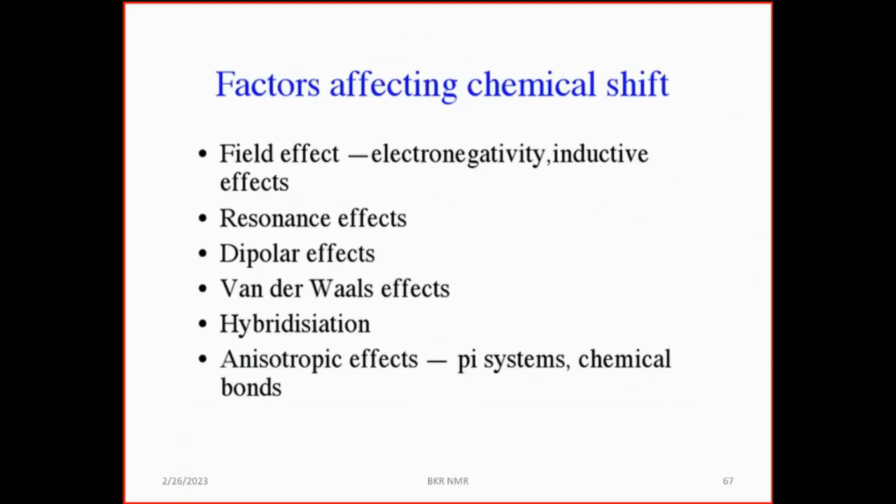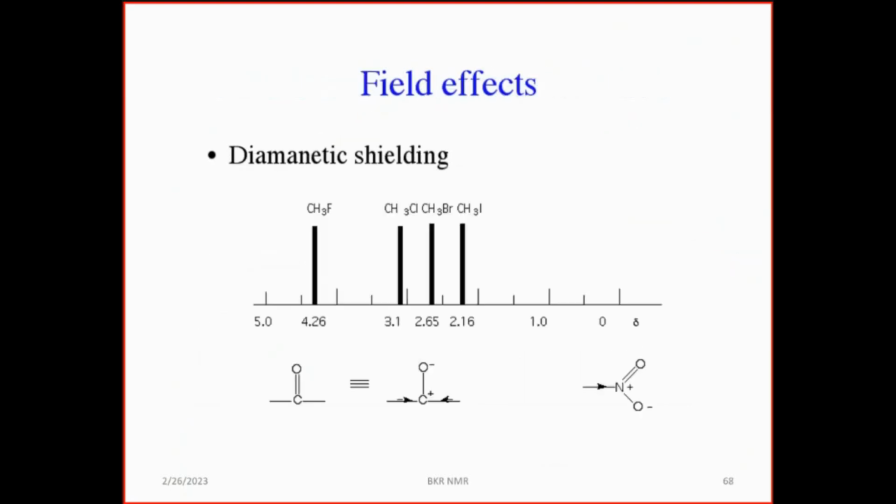Now, why am I getting de-shielded from TMS? The reasons behind the shifting are, as you know, field effect, inductive effect, resonance effect, dipolar effect, van der Waals effect, hybridization, and anisotropy. That is the one which is slightly different, which you should know. So why am I shifted from TMS? TMS comes at 0. TMS comes at 0 because of the group. I have iodine, bromine, chlorine, fluorine. So you can see I'm getting away from TMS.